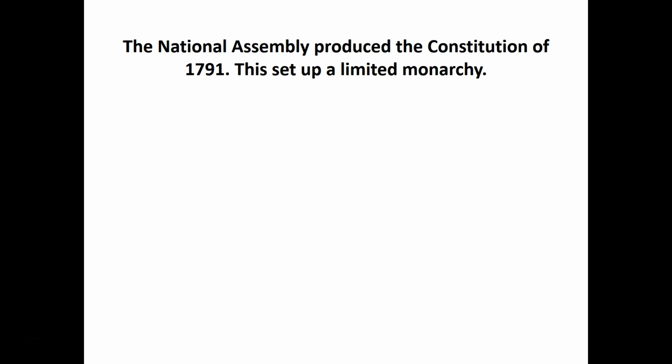Remember the Tennis Court Oath in 1789. Well, by the time we get to 1791, the National Assembly produces that constitution that they swore they would do. And basically, they set up a limited monarchy or a constitutional monarchy. Think of it as looking very similar to what we have in England. So we still have a king or a queen, but they're much more of a figurehead. They don't have a lot of real power, and certainly they don't get their power by the divine right of God.